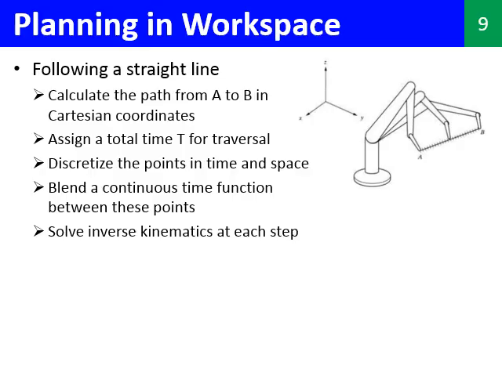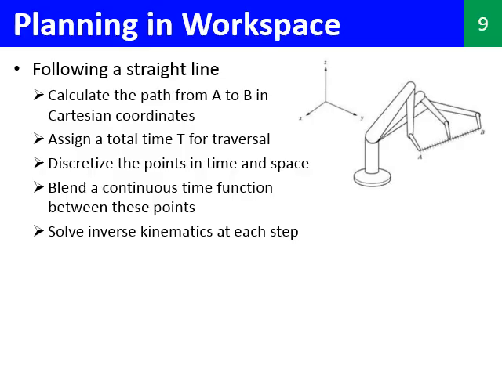Next, we will discretize the points in time and space. That means after this discretization, each point will have a coordinate and a timestamp. Next, we will create a continuous time function between these points. And finally, we will solve inverse kinematics at each step.